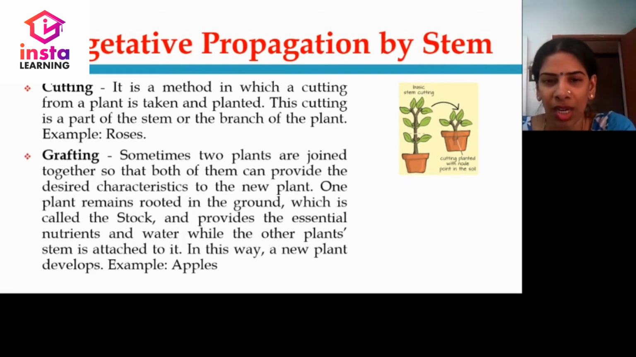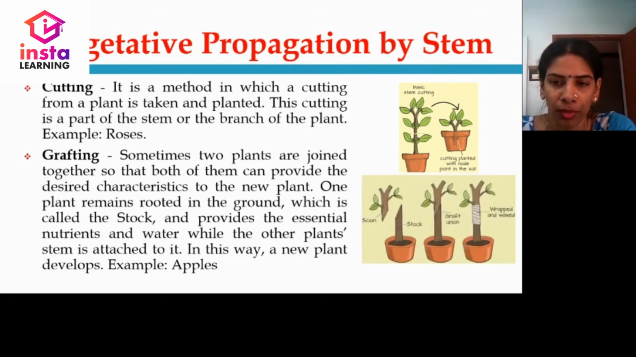Another method is grafting. Sometimes two plants are joined together so that the new plant formed will have the desired characteristics. One plant remains rooted in the ground. That is called the stock, which provides the essential nutrients and water. The other one is attached to it in another way. It is called the scion. A new plant develops from the graft part.